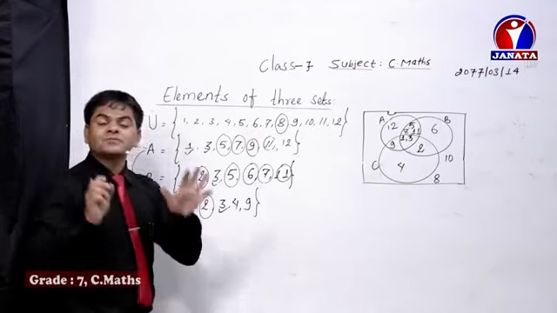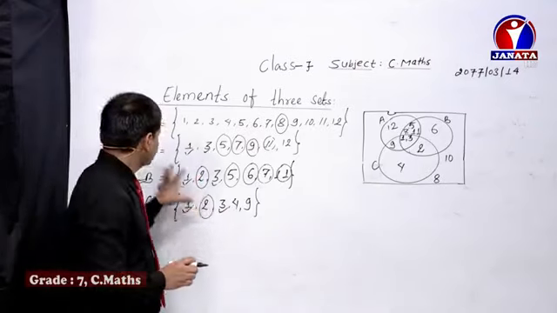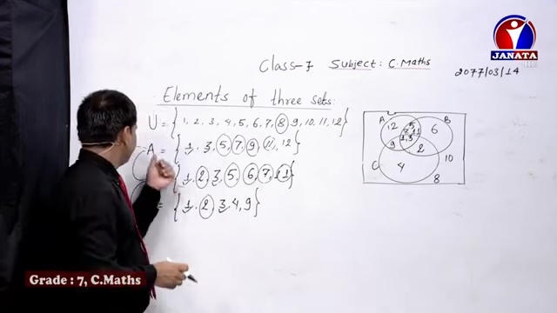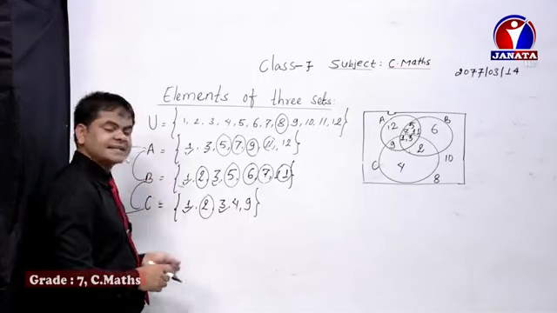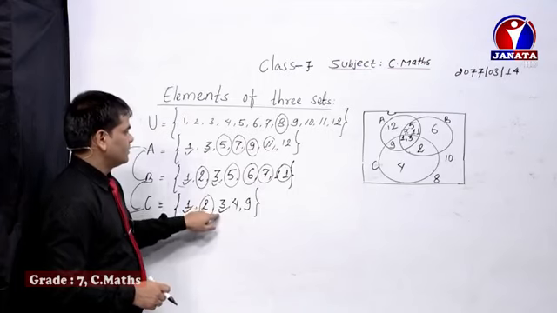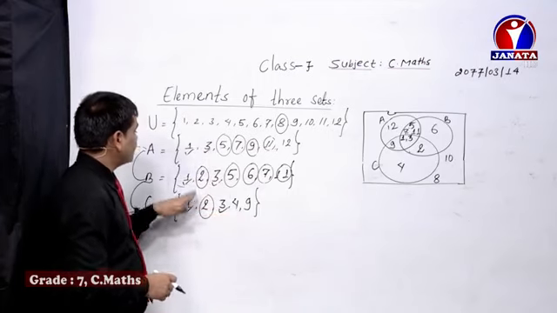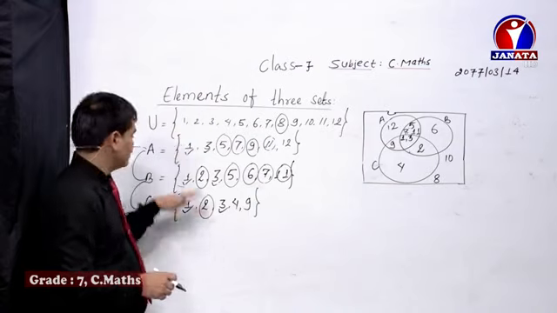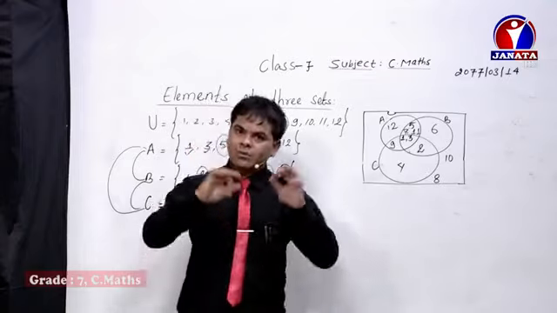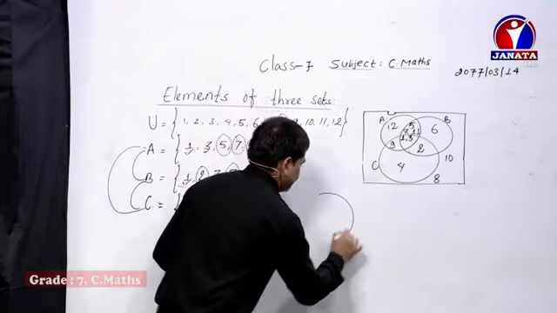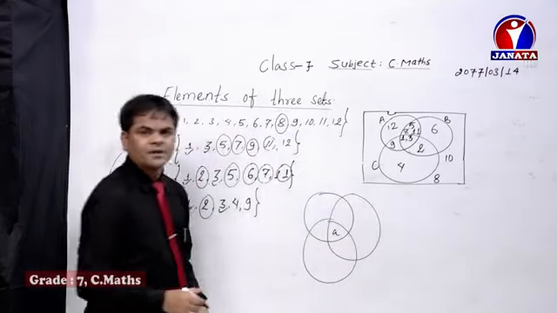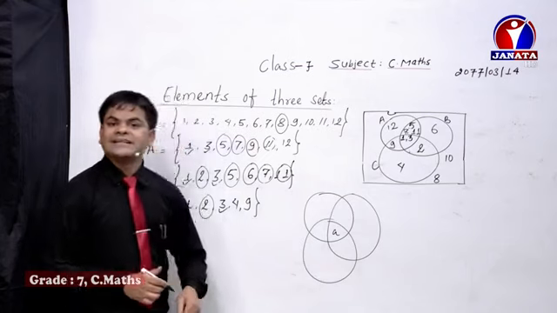Now first of all, the first priority is to be given to the elements common among the 3 sets. Then if you see A, B, C, the 3 sets, 1 is common, 3 is common, and that's all. Dear friends, the other elements are not common among the 3 sets. That's why 1 and 3 should be kept in the common area of the whole 3 circles.